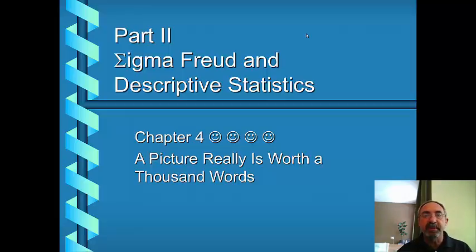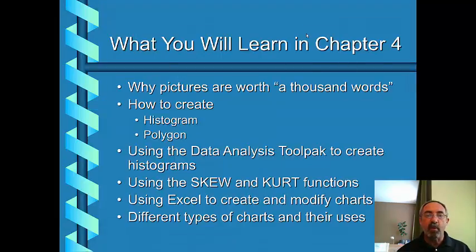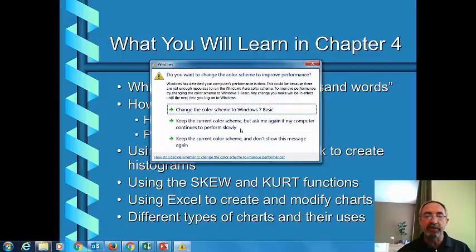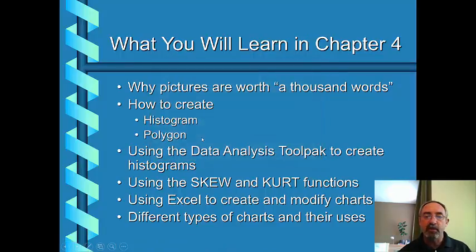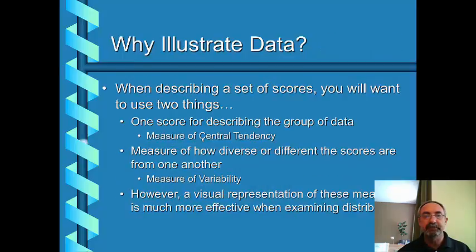So we're going to start with some of the basic tools that you can use in Excel to talk about the descriptive statistics for your specific data set. We'll talk about why pictures are better than data sometimes. We'll take you through the creation process for histograms and polygons. We'll take a look at the data analysis tool pack, and I know we talked about that in class already and showed you how to upload it, but make sure that you get the chance to upload that in your program. We'll talk about skewness and kurtosis functions, as well as how to use Excel to create and modify charts, what some of the different ways of putting charts together are, and when you want to use specific types of charts.